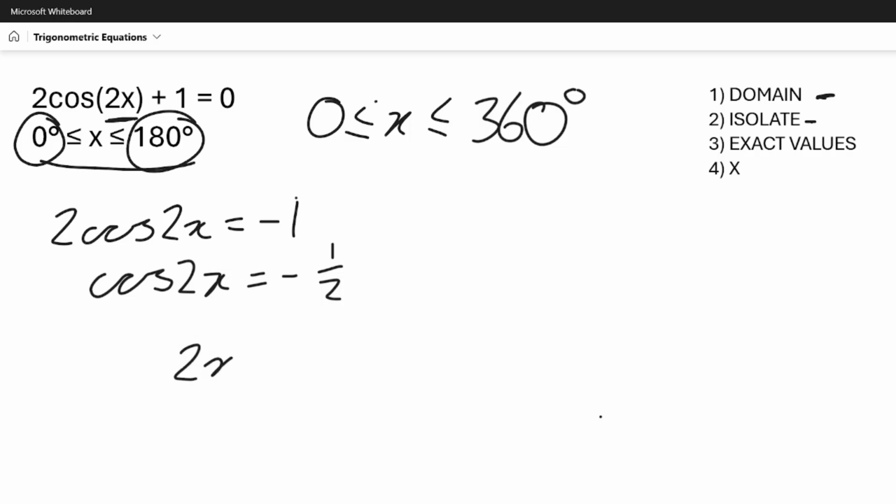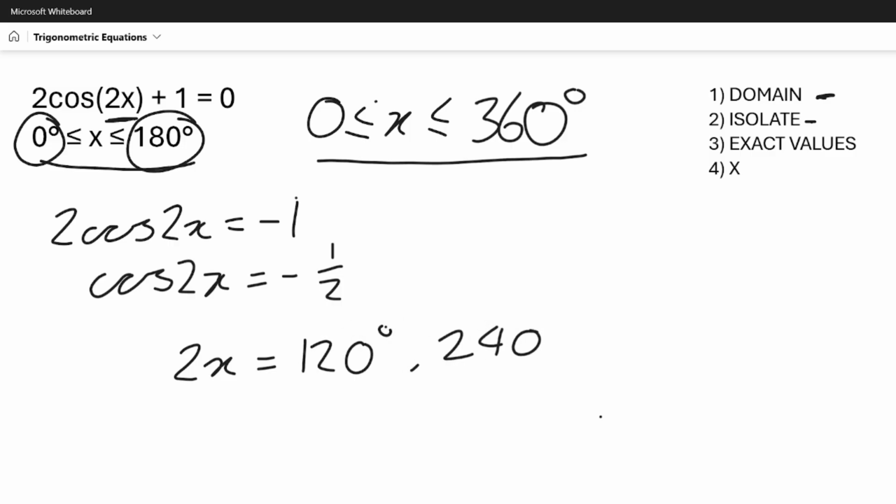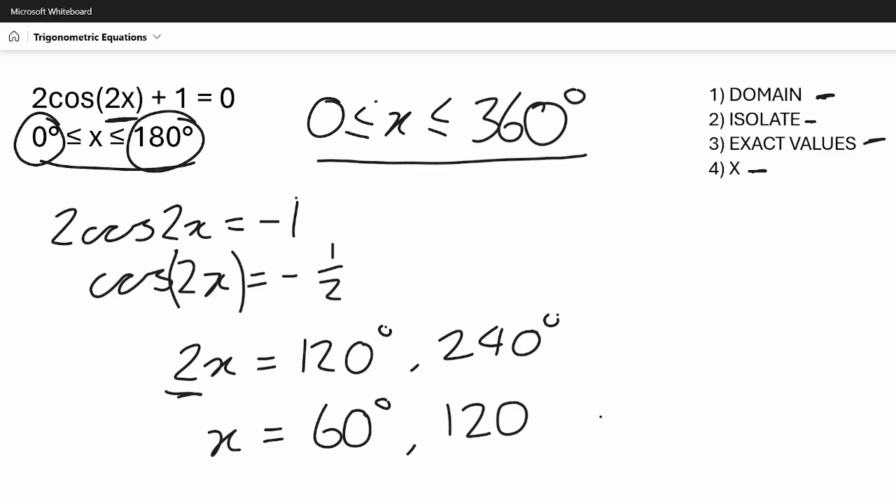So the exact values for negative a half that fit in between our new domain, 0 to 360, are going to be 120 degrees and 240 degrees. Our fourth and final step is to remove anything attached to the x, or anything in the bracket that is attached to the x. So what I get is x equals 60 degrees and 120 degrees.